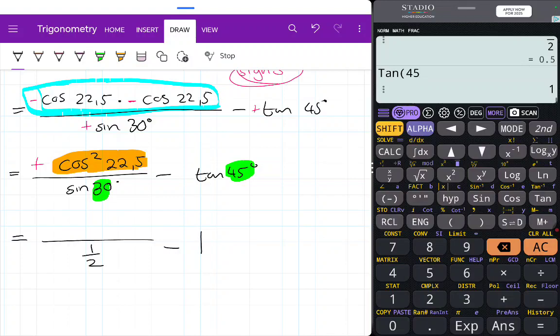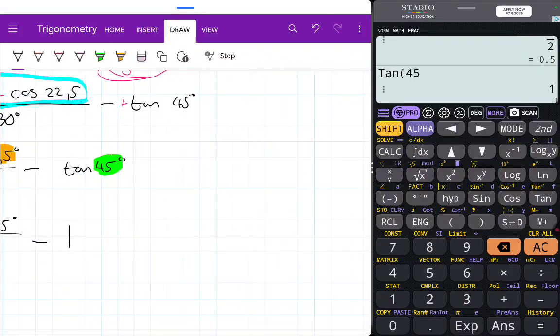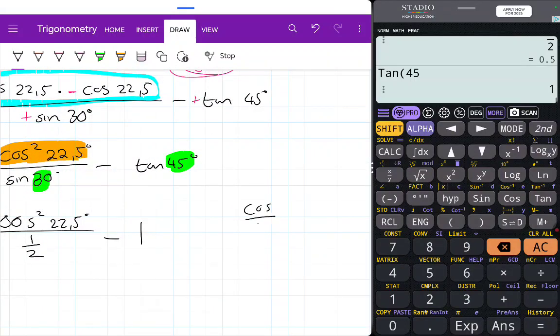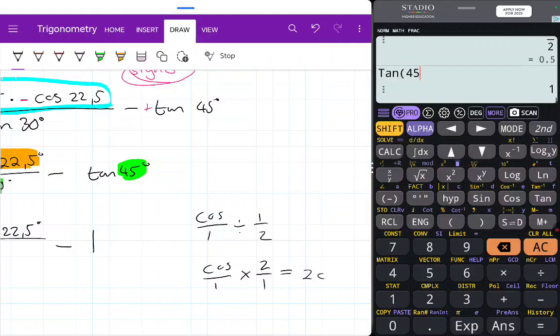So now on our numerator we can expand. Hold on one second. Okay, so let's keep the cos squared 22.5 over there, and let's get rid of that half at the bottom. So how do we do that? Remember, when you multiply a fraction by a fraction, you do tip and times. So what you have here is cos over 1 divided by a half, right? And if you do tip and times, you're going to have cos over 1 times 2 over 1, which in the end ends up being 2 cos. Obviously, there's more to write, but I just want you to understand we're doing tip and times.